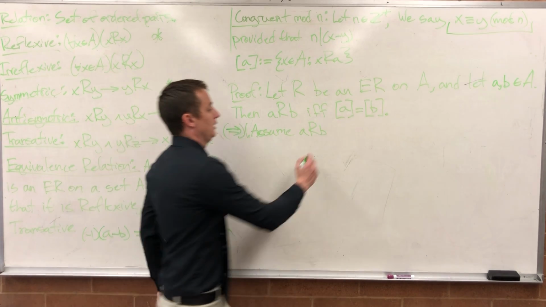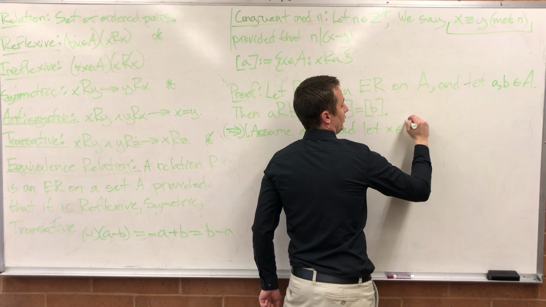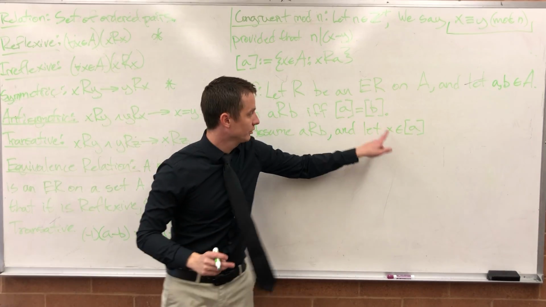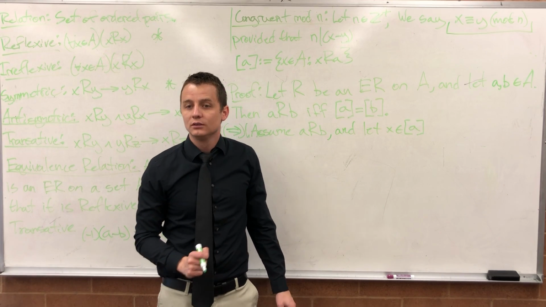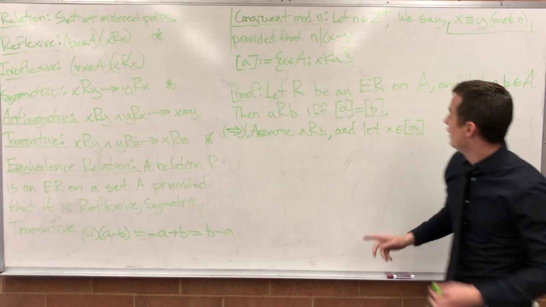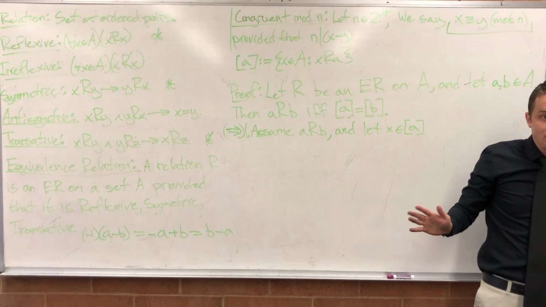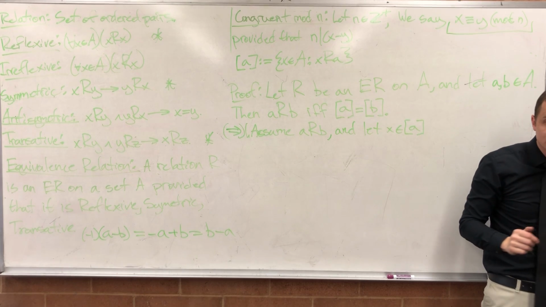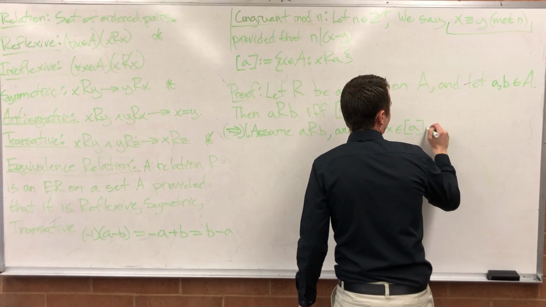So assume A is related to B, and let X be some random element in the equivalence class of A. I need to show that X is also in B's equivalence class. If X is in A's equivalence class, what do we know? Go back to the definition. That X is related to A. Look, if X is in Phoenix's equivalence class, we know X has the same last name as Phoenix. So if X is in A's equivalence class, we know that implies X is related to A.